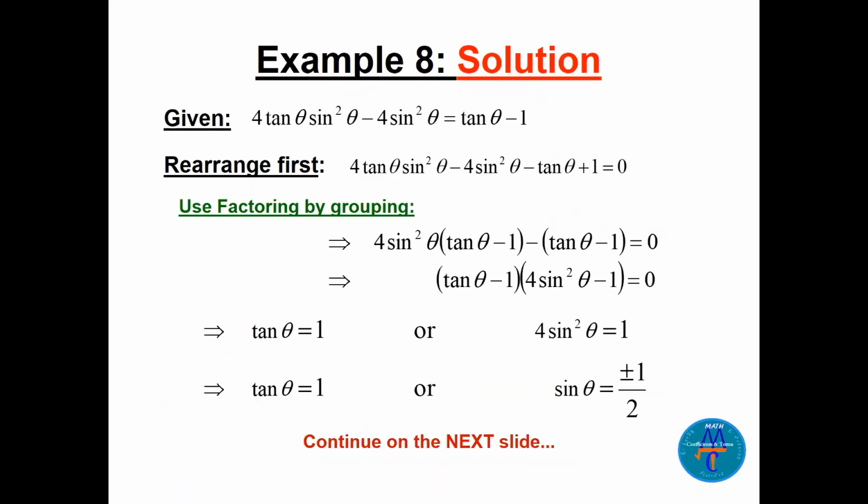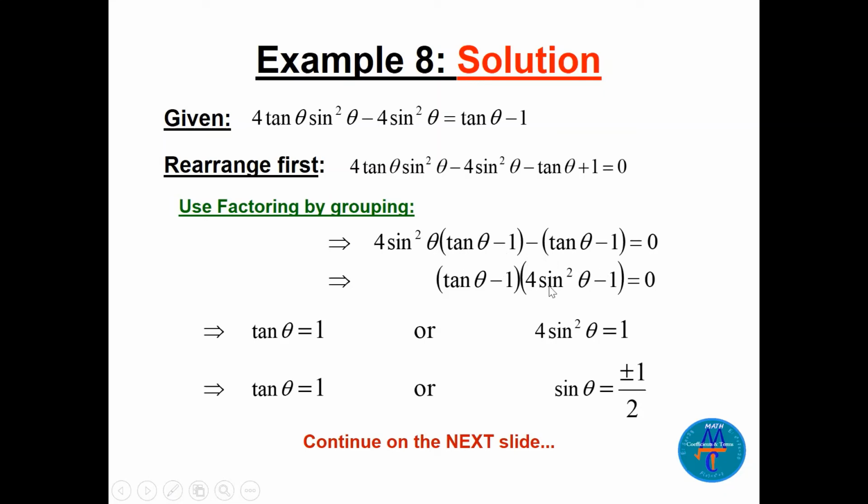Let's see, rearrange the equation. You can bring here tan of theta minus 1 to the other side, and it becomes minus tan theta plus 1. And we see here we have 4 terms, 1, 2, 3, and 4. So let's use factoring by grouping. Take the first 2 terms, 4 sine squared of theta, then tan of theta minus 1. Here there's a common factor, only minus 1. In the bracket, we have tan of theta minus 1. Then we see this is a common factor again. Tan of theta minus 1 is the common factor here. Then what's left inside is 4 sine squared of theta minus 1.